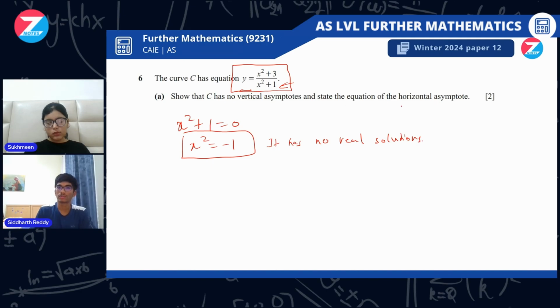And the equation of the horizontal asymptote. Horizontal asymptotes occur when the degree of the numerator and denominator are equal. So in both the numerator we have x square and denominator also. So if you want to find the horizontal asymptote, you have to divide the coefficients. So in this case it's 1 and 1 only. So the horizontal asymptote will be y is equal to 1.